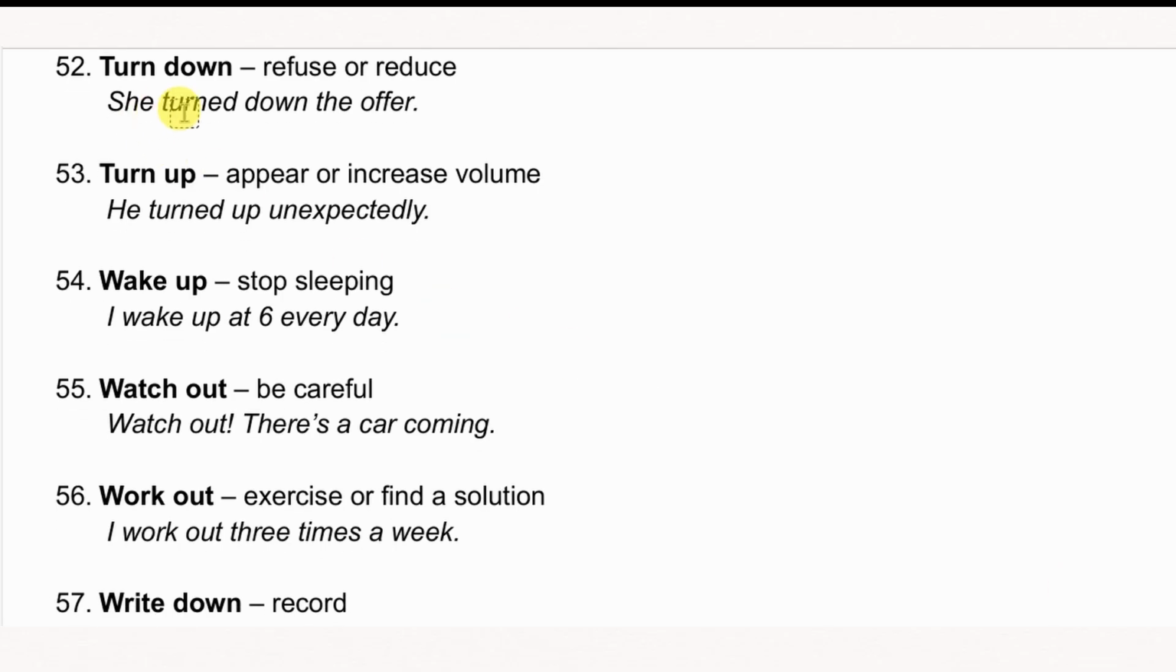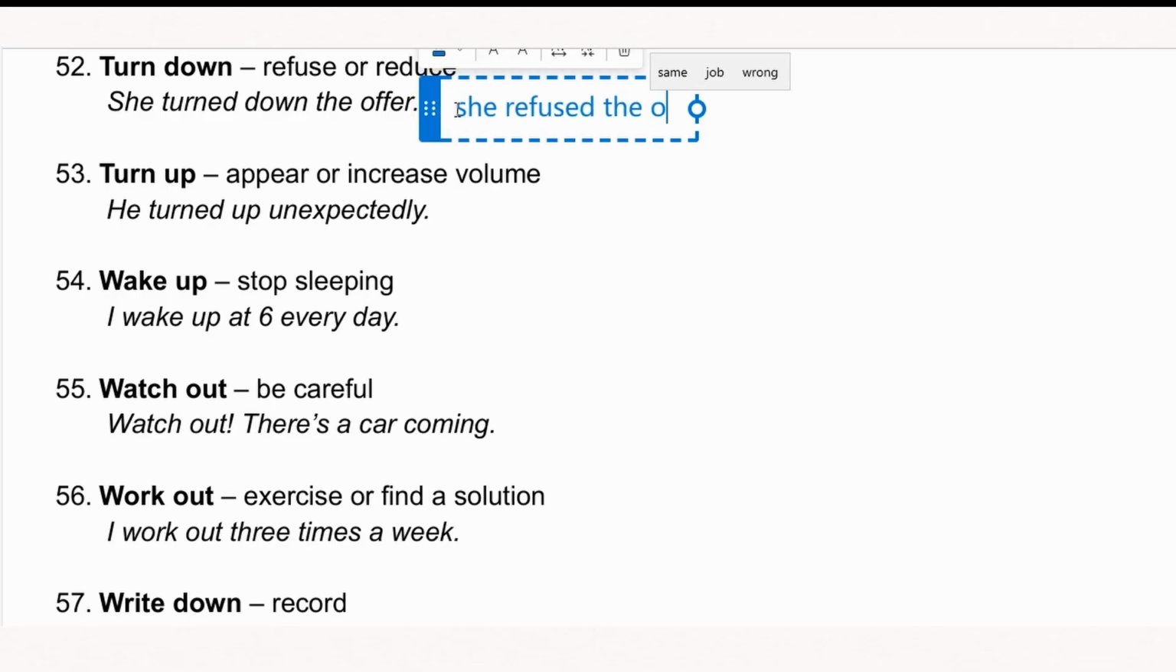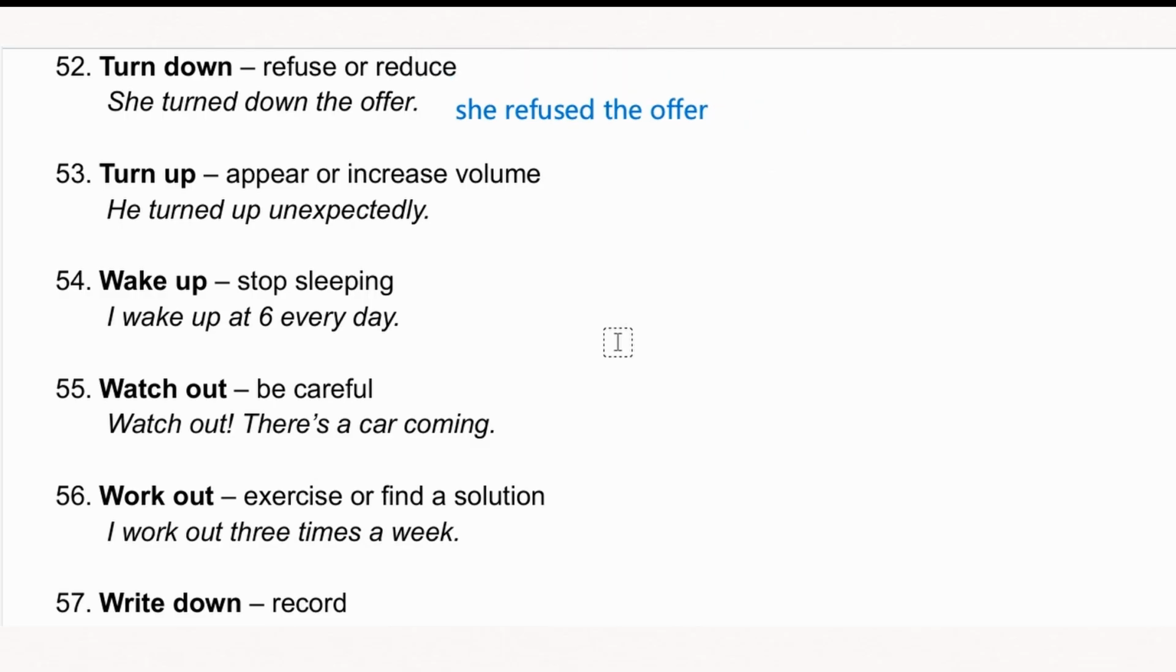Here we also have to turn down. To turn down, this is to refuse or to reduce. For example, you can say she turned down the offer. Means she refused the offer. She turned down the offer means she refused the offer.